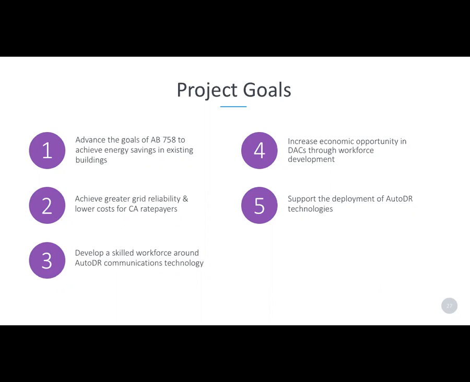But energy usage reductions achieved through DR and other integrated demand-side management programs can also help put California closer to its goal of decreasing greenhouse gas emissions as stipulated by AB 32. And this project further strives to promote increased participation in and improved effectiveness of demand response and automated demand response programs as a tool to achieve greater grid reliability and lower costs for ratepayers.